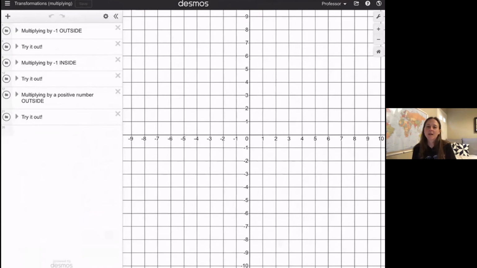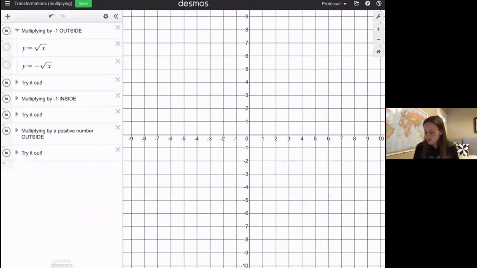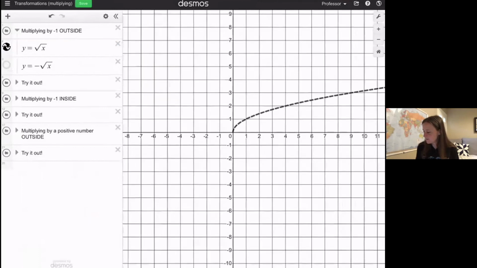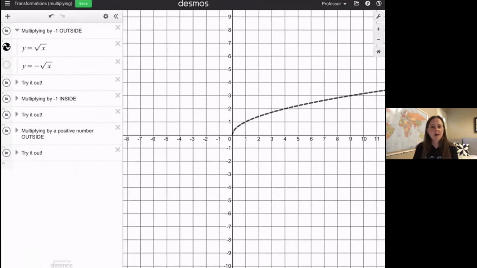You can either multiply by a -1, or you can multiply by a different number than -1. So let's talk about -1 first. Here's our square root of x graph. That's our dotted line graph that we're familiar with. If I put a negative on the outside, we get a reflection. It looks like I grabbed the x-axis and rotated the whole graph upside down 180 degrees. So we call this a reflection.